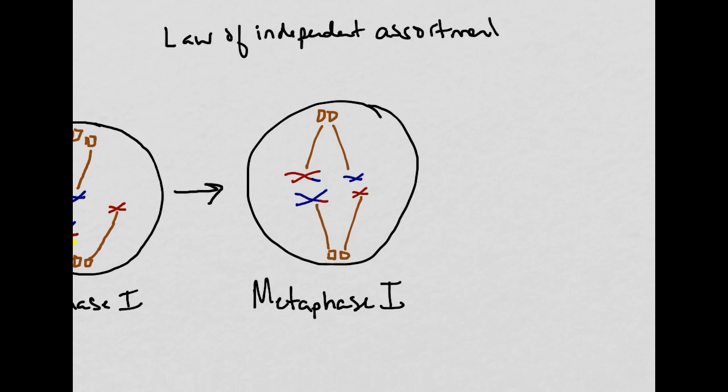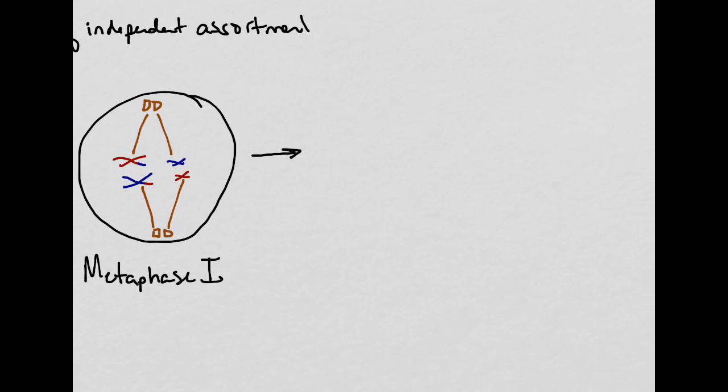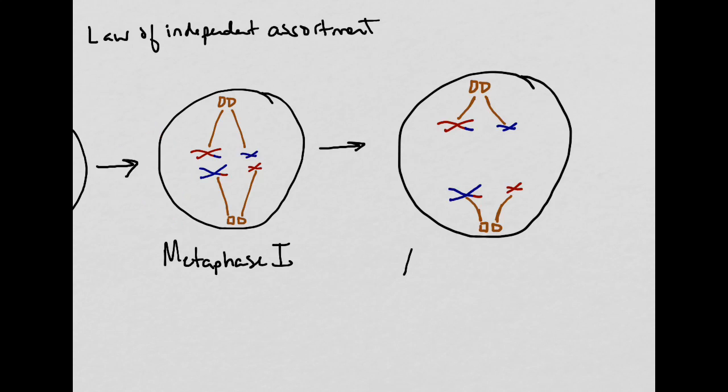So from here we can go on to the next phase of meiosis 1, and that would be anaphase 1. Slide it over. So here we are in anaphase 1 of meiosis 1. And you can see that the homologous chromosomes have been separated from their partner, from their homologue, and they are being pulled towards the poles.